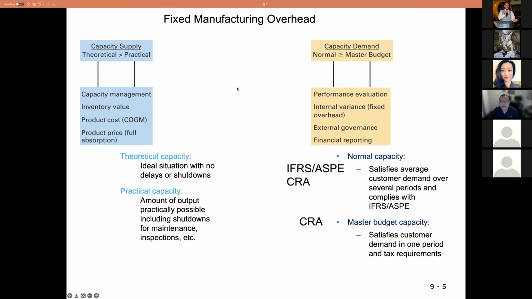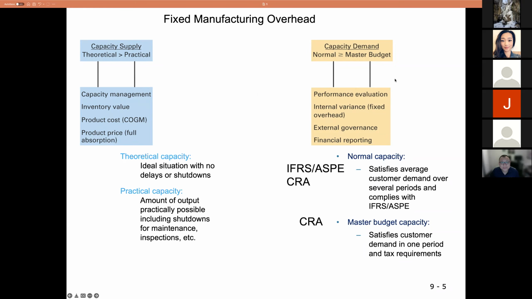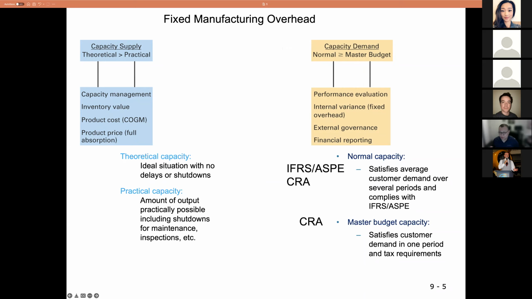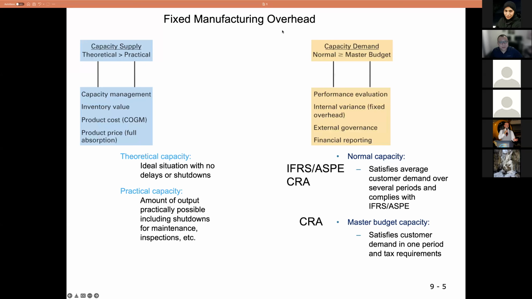Who else? Natasha: I was going to say rent. Oh yeah, factory rent. If you rent a factory, you are paying a fixed amount of fee every month, regardless of the level of the production. Yeah, very good.